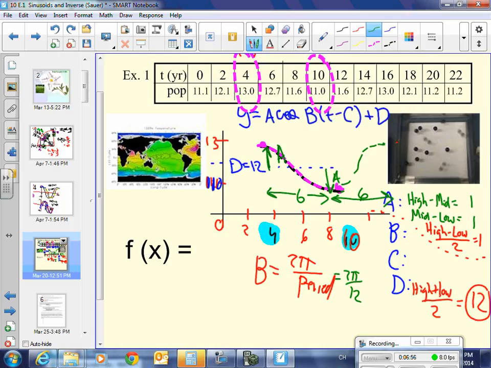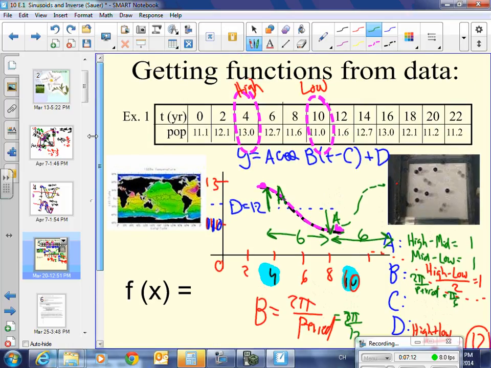And so I like to go 2 pi over the period is your B. In this case, it's going to be 2 pi over 12, which is pi over 6. So let's see what we have so far. For my formula, I have y equal to A. A is 1. Cosine of B. B is pi over 6. And then your time minus C plus D, which was lifting up 12.